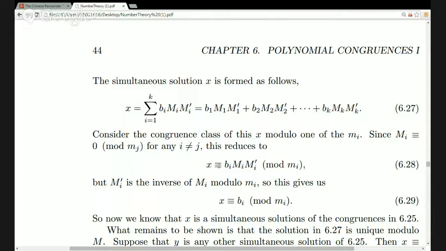And will everybody see if I wrote this down? Yeah. The B2 was 3. Capital M2 was 21. And the inverse was 1. Might as well write it down. And then the last term is B3, which is 2, times M3, which is 15. And it had the inverse 1 as well.